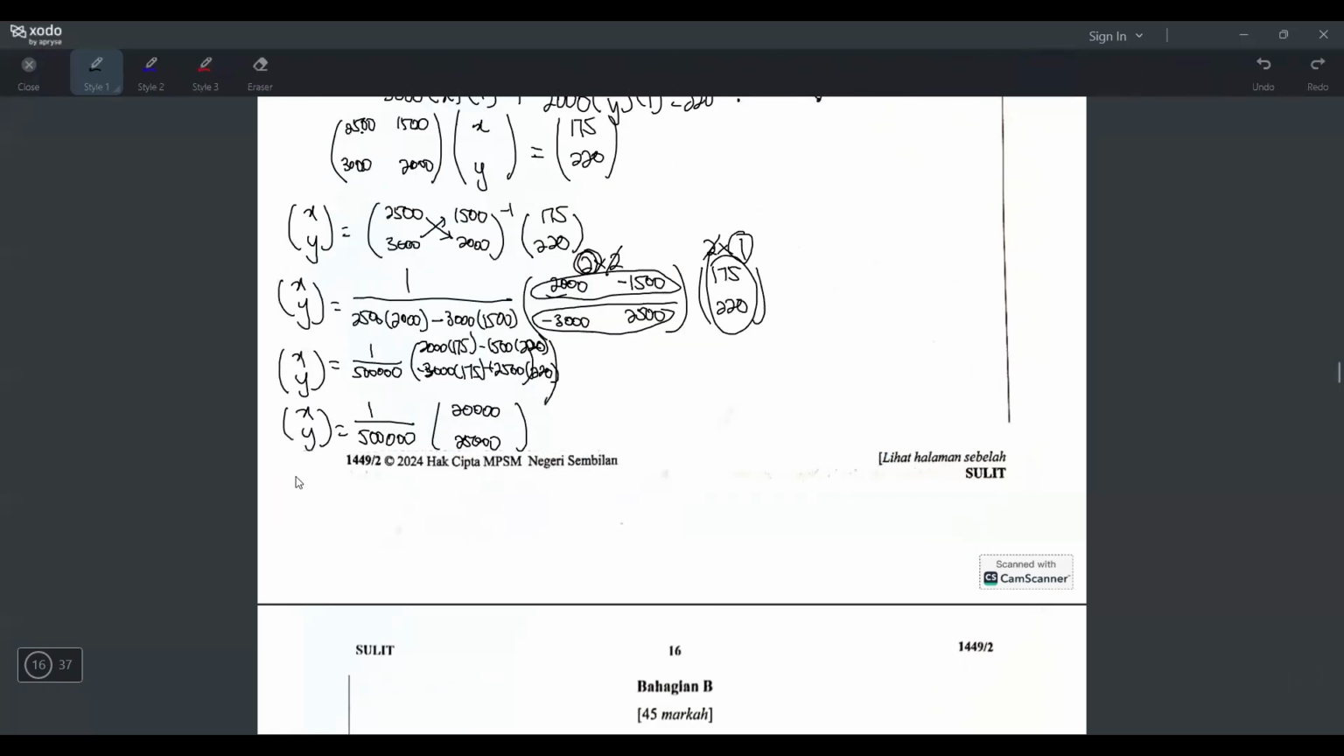Okay, so now we can take these two values here and divide by 500,000. So let's see what we get here. 25,000 divided by 500,000 is 0.05. And then 20,000 divided by 500,000. Okay, I already pressed my calculator, it gives me 0.04, right? So I think I'm done already, right?